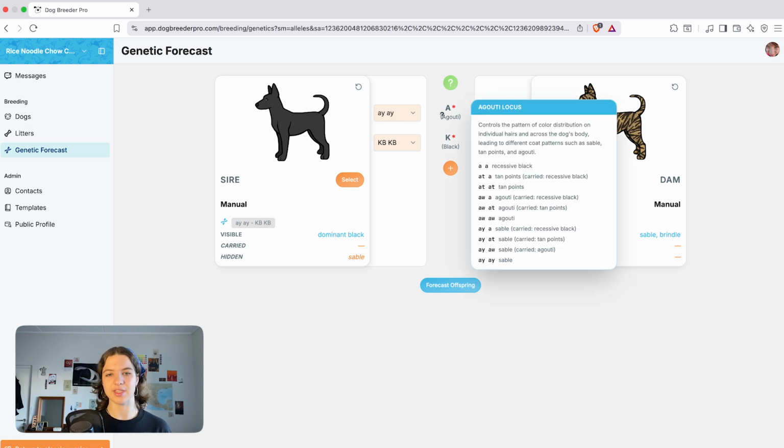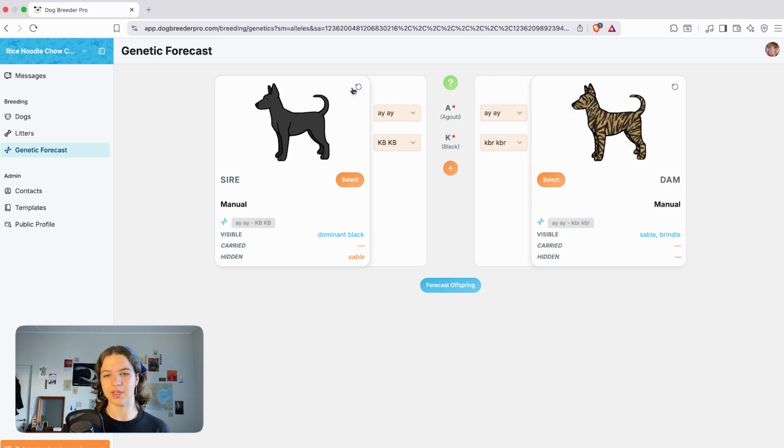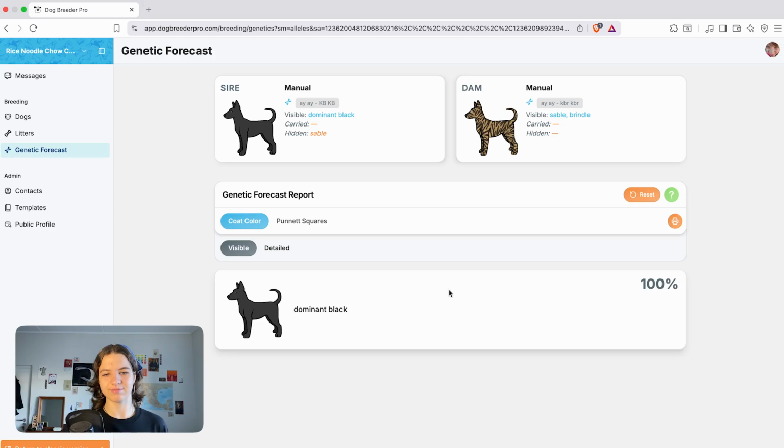So here you can see I've got a black dog. We can forget about the A locus genes now. What I want you to look at is the K locus. And this dog has 2 dominant black genes, making the coat black, and this dog has 2 recessive brindle genes, making the dog brindle. When I forecast offspring, however, it says that there is a 100% chance that dogs born into this litter will be black.